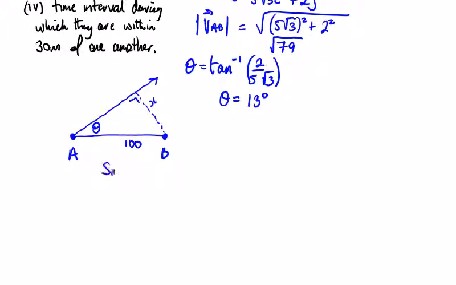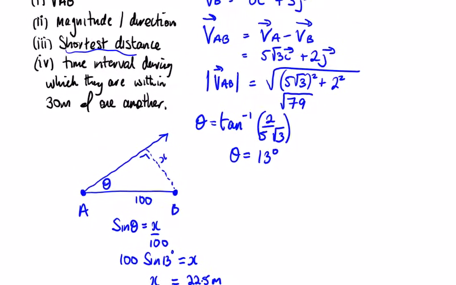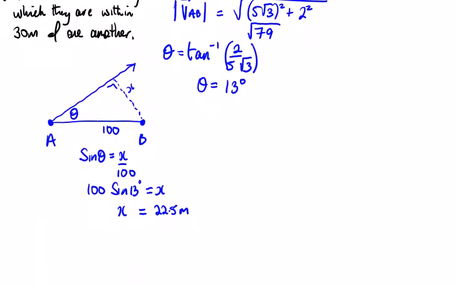So the sine of theta is equal to x over 100. So 100 by the sine of 13 is my shortest distance, giving x to be 22.5 meters. The time interval when they're within 30 meters of one another.